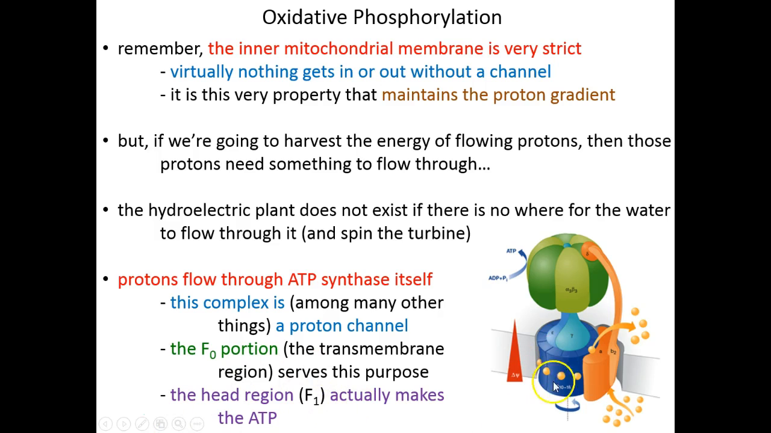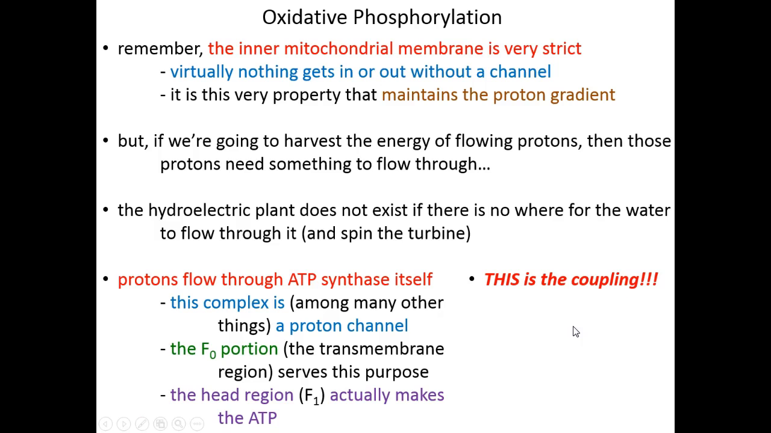We can see it right here on this diagram. Here's the movement of protons in the F0 region. Here's the production of ATP in the F1 region, and they are physically linked. So we couple the movement of protons to ATP production in this one beautiful complex.